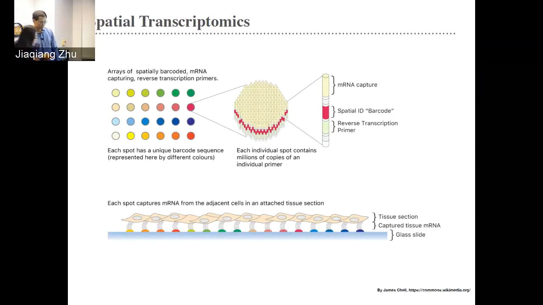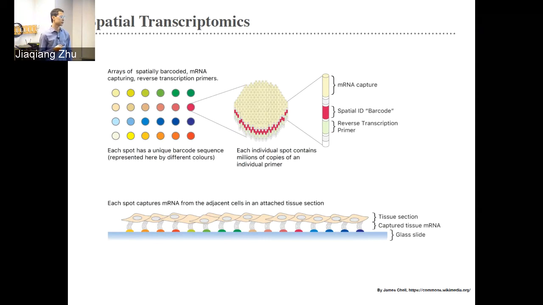The spatial transcriptomics technique was invented and developed in 2016 by a group in Sweden. It utilizes a spotted array of mRNA capture primers on glass slides. Each spot here contains a special barcode unique to that spot and millions of individual mRNA capture primers. When a tissue section is attached to the glass slide, the primers bind to the mRNA from adjacent cells in the tissue, and reverse transcription starts, and the resulting cDNA library contains the spatial barcode.